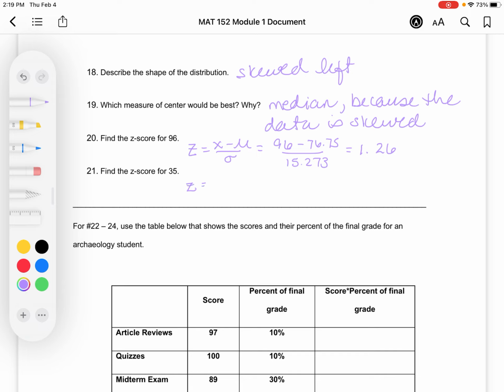For the z-score for 35, again, I'm going to take x minus mu over sigma. Actually, let me change these because this is sample information. So I'm actually doing x minus x bar over s. I want to have the right symbols. So 35 minus 76.75 over 15.273. And I get negative 2.73 for my z-score.